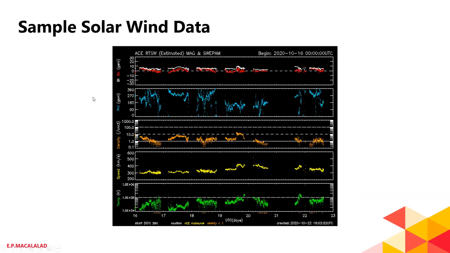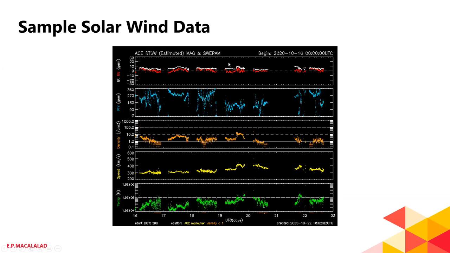So this is another example, an example of solar wind data. The spacecraft used here is ACE. ACE is one of the two spacecraft that measure solar wind. Another spacecraft that we use is the DSCOVR satellite. I'm going to show you the latest data from the DSCOVR spacecraft later on.